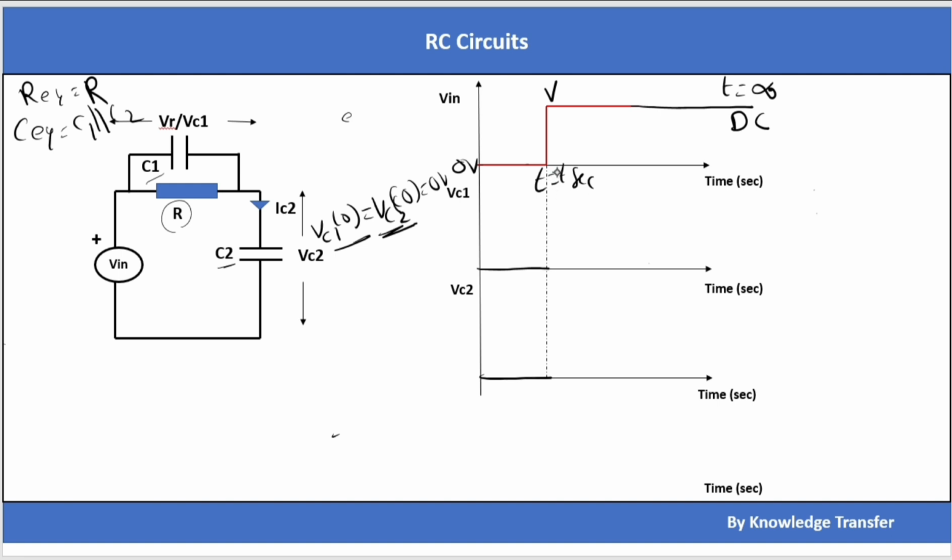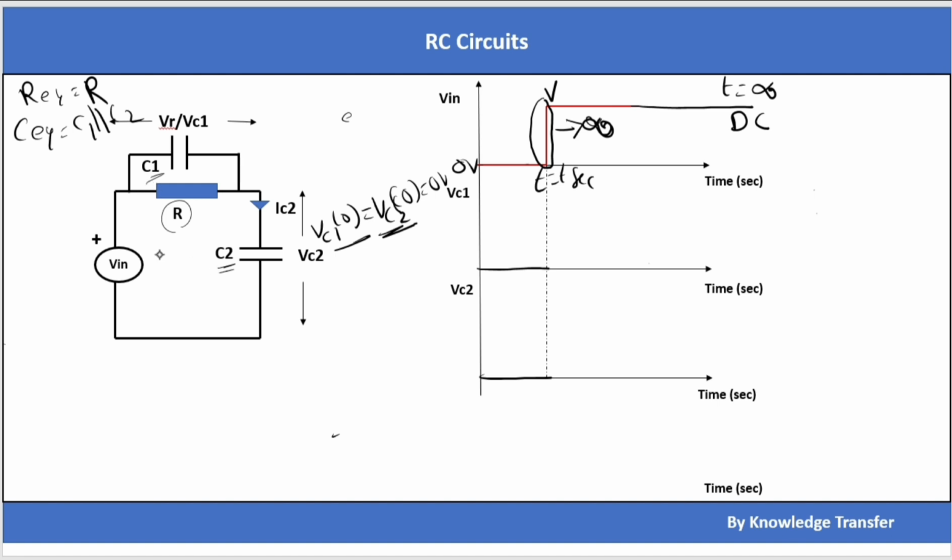Okay, at t is equal to t seconds, something is happening in the circuit: the input voltage suddenly rises from 0 volt to V volt. This sudden rise we should consider as an infinite frequency signal. That means at t is equal to t, the signal consists of infinite frequencies. So at t is equal to t, this infinite frequency portion is applied to both the capacitors C1 and C2.